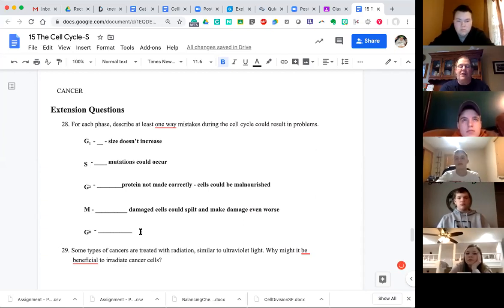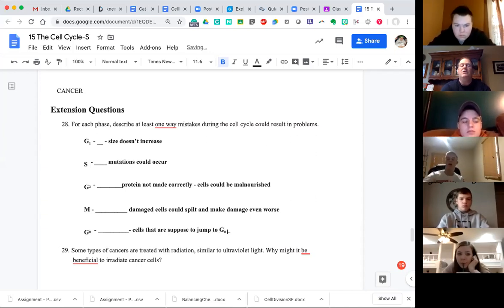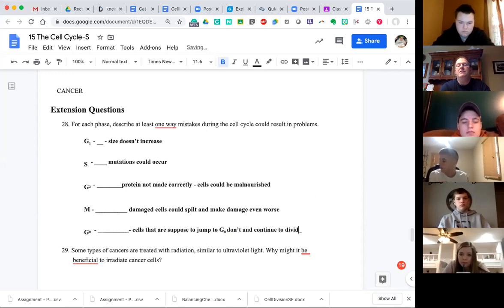And the G0 phase, I don't know. Maybe if some cells are made to enter G0 and it doesn't, right? Cells that are supposed to jump to G0 don't, and continue to divide.